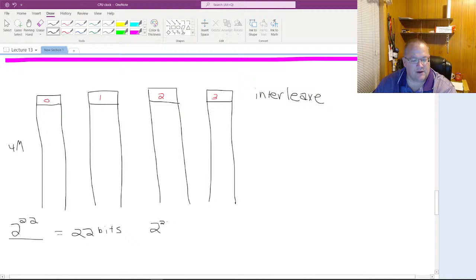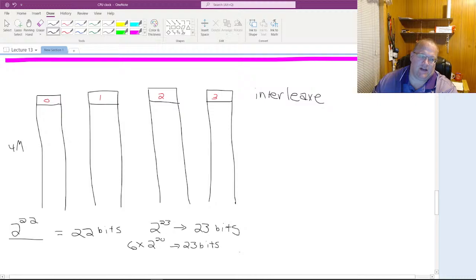All right, let's increase it to 8 megs, or 8 million locations. That'd be 2 to the 23rd, which would require 23 bits. How about 6? Six times 2 to the 20th. That requires 23 bits. But there's going to be a bunch of locations that just don't exist. So I have to know that, and I have to control that. Turns out that it's just far easier to have those locations and know how many bits there are, and they're all possible, because it makes it faster. So it's for performance reasons why it's done that way. It's actually really cool.